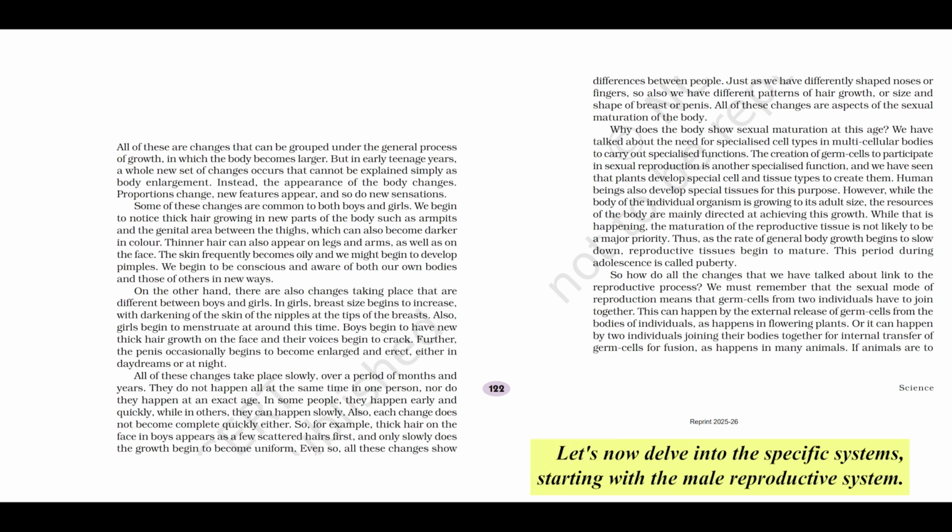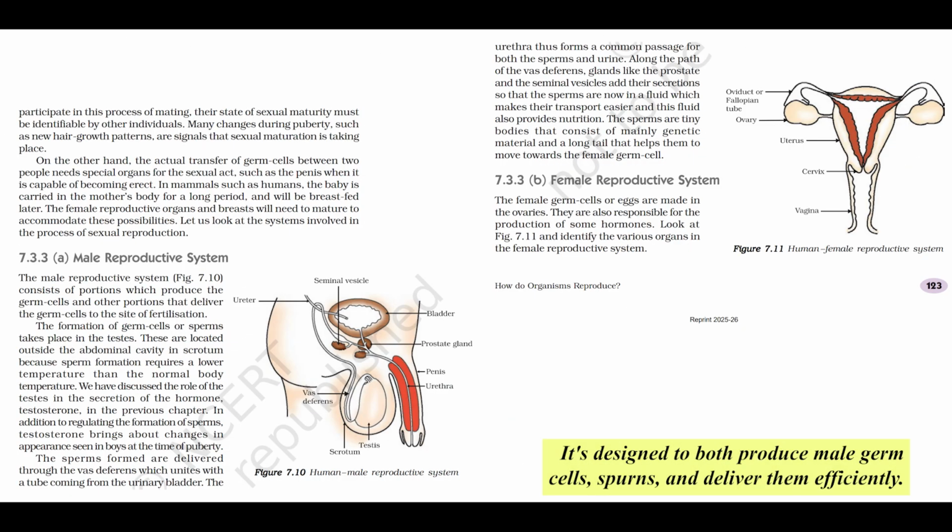Okay. Let's now delve into the specific systems, starting with the male reproductive system. It's designed to both produce male germ cells, sperms, and deliver them efficiently. Produce and deliver sperm. What are the parts? The formation of sperms happens continuously in the testes. These are located outside the main abdominal cavity in a pouch called the scrotum.